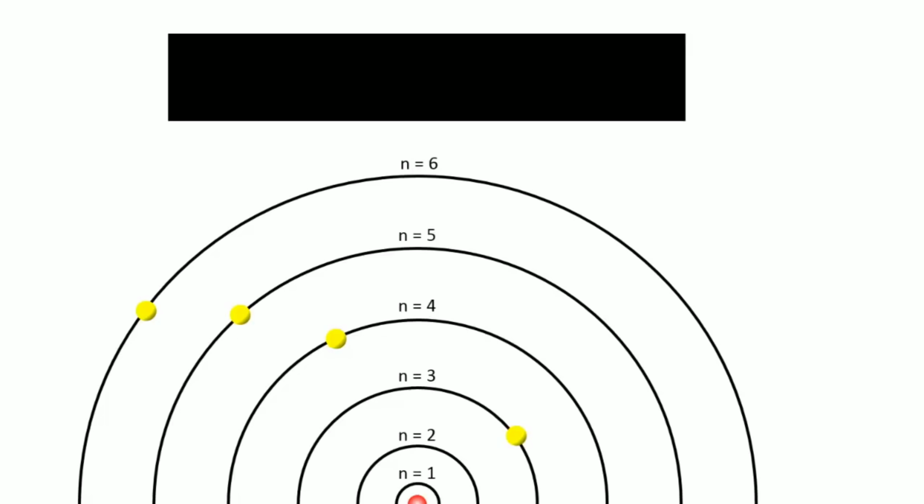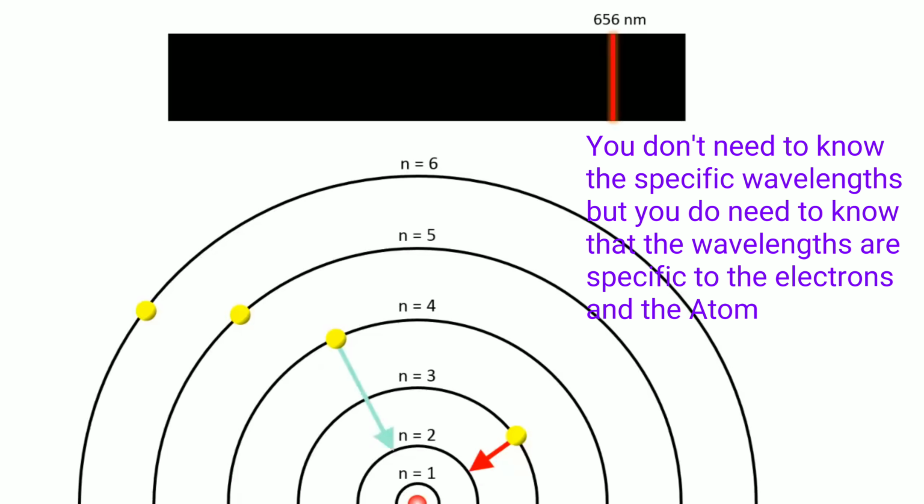The electrons literally teleport between orbits. Let's examine the emission lines of the hydrogen spectrum. A transition from the third orbit to the second orbit emits red light at a wavelength of 656 nanometers. A transition from the fourth orbit to the second orbit emits blue-green light at a wavelength of 486 nanometers.